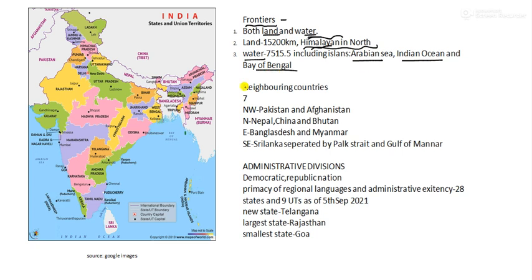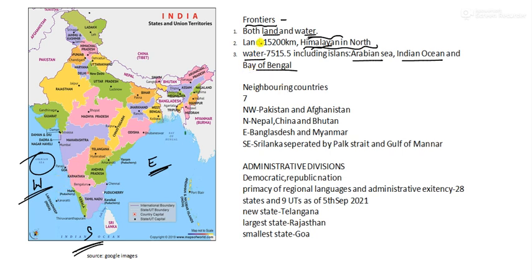Bay of Bengal. You know, the Arabian Sea is in the west. This is south, this is east. The Arabian Sea is in the western part, the Indian Ocean is the southern part, and the Bay of Bengal is in the eastern part of India. They surround India, and we call them the natural frontier of water bodies.